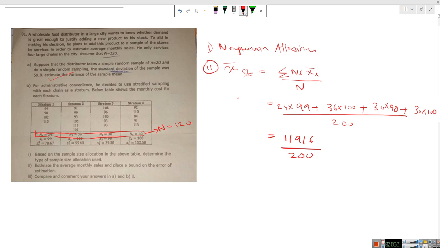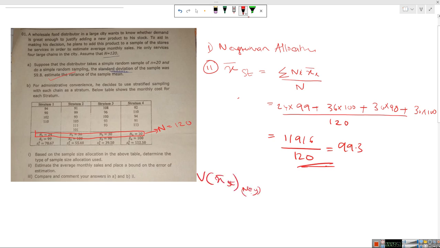Again, why am I putting 200? This should be 120, right? So the answer would be 99.3, right? So you should be very careful. And variance of X bar ST, right? So at Neyman allocation.